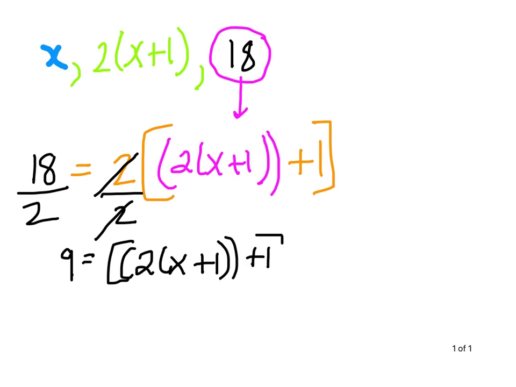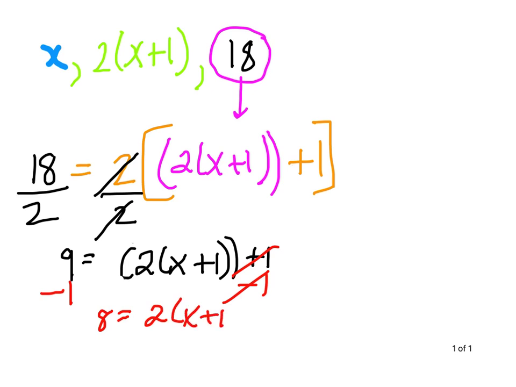Now, notice we still have this entire thing in brackets, but we don't need the outside brackets anymore because they're not separating it from anything. Before it was separating it from the 2, but the 2 is gone, so we can go ahead and get rid of the outside brackets. Now, notice we can just subtract the 1 from both sides, and then that simplifies the terms a bit to give us 8 is equal to 2 times x plus 1, which, if you notice, is our second term.